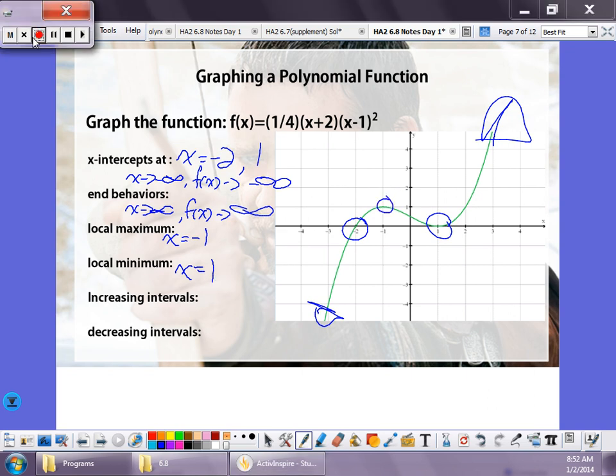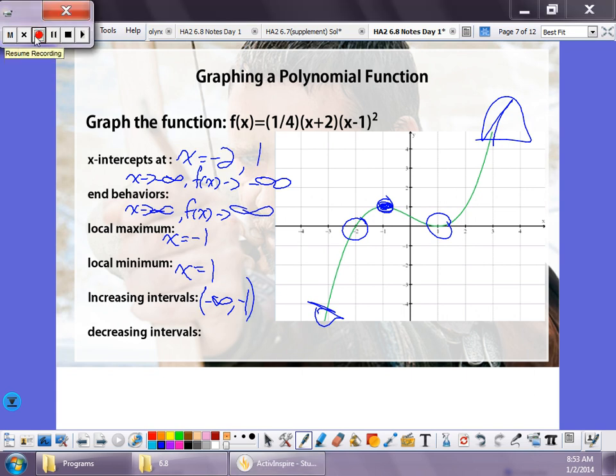Okay, so now I need to talk about my increasing, decreasing intervals. So I want to start with negative infinity. So from negative infinity to my first turning point, right here, what is it, increasing or decreasing? Right, because from left to right, it's going up. So I'd say from negative infinity to -1, it's increasing.